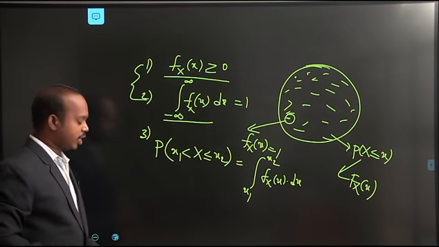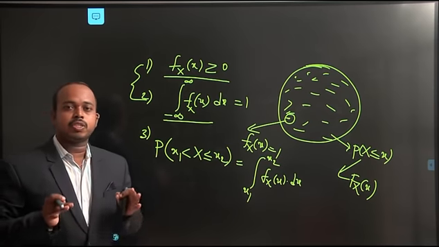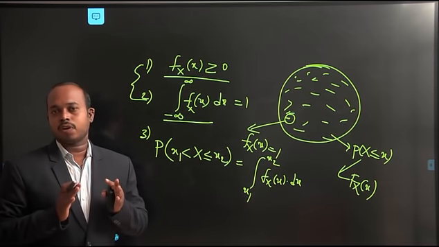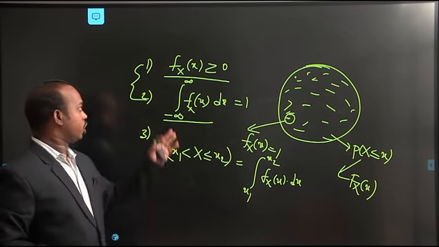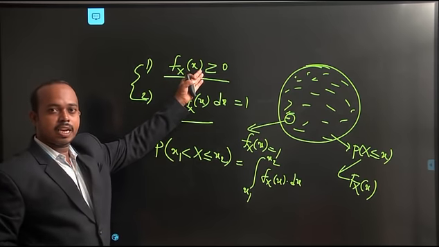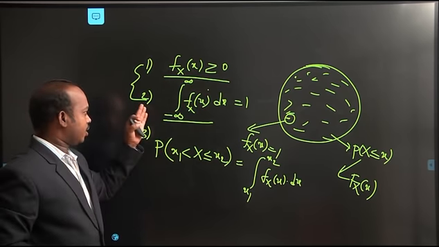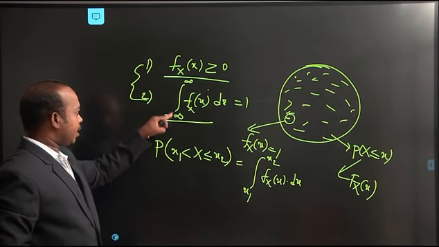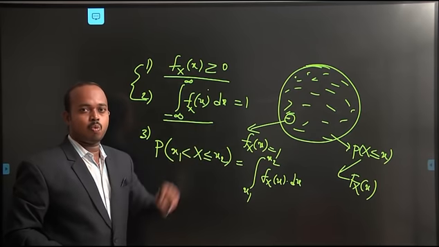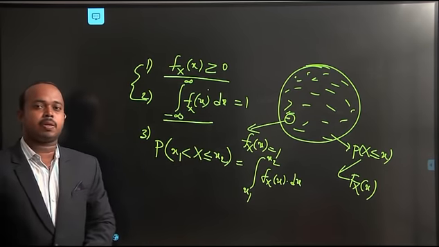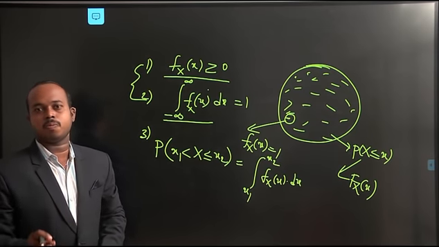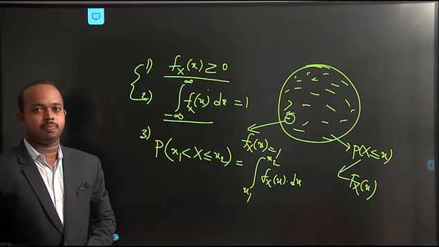I am repeating once again. If we want to say that a function is a valid probability density function, the function must satisfy these two conditions. Condition one is f_X(x) is greater than or equal to 0, and the second one is the integral from minus infinity to plus infinity of f_X(x) dx is equal to 1. A function that satisfies these two conditions is said to be a valid probability density function.